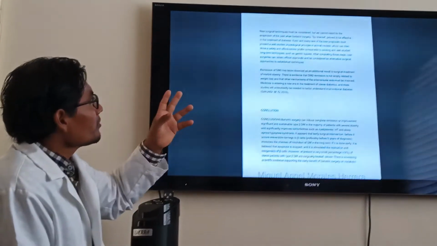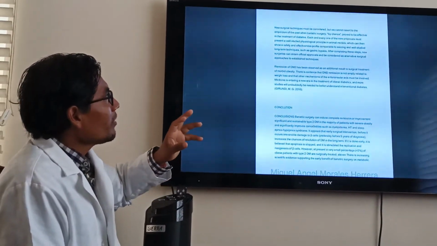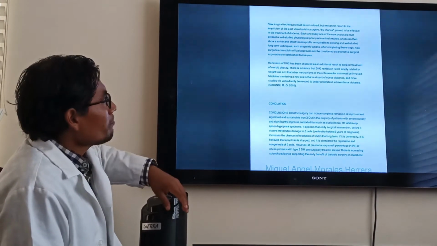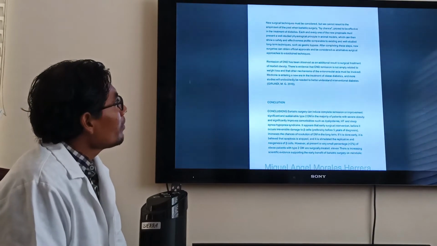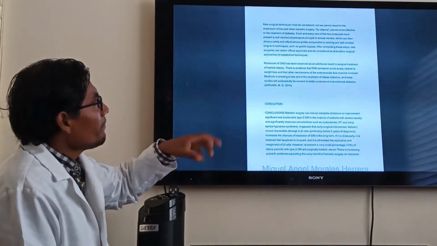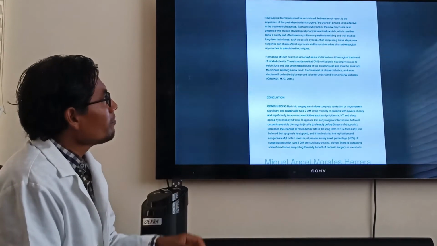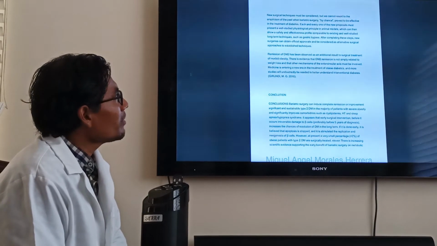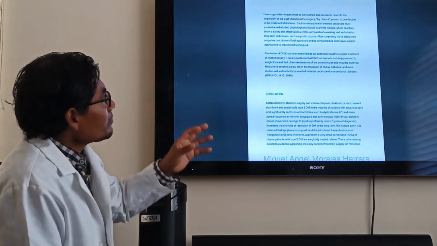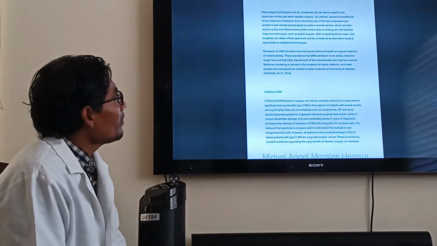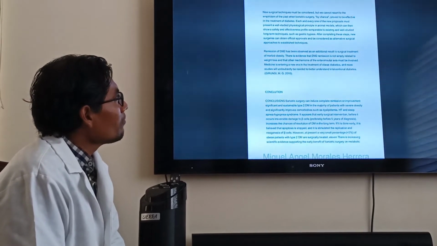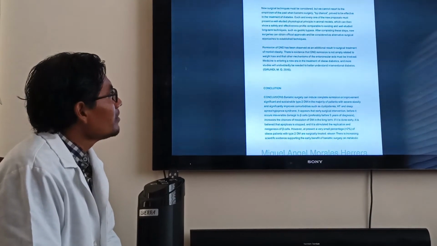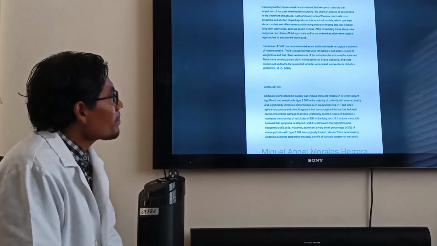New surgical techniques must be considered, but we cannot resort to bariatric surgery by chance, provided it is effective in the treatment of diabetes. Each and every one of the new proposals must present a well-studied physiological principle in animal models, which can then show an efficacy profile comparable to existing and well-studied long-term techniques, such as gastric bypass.